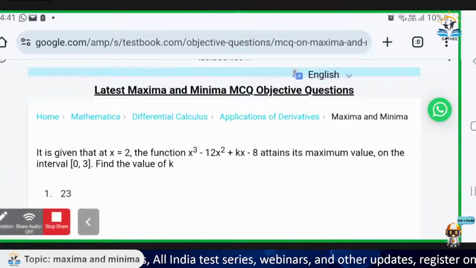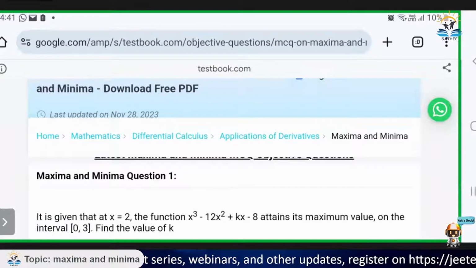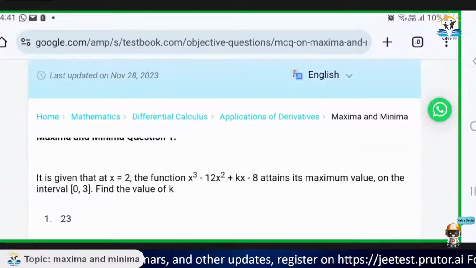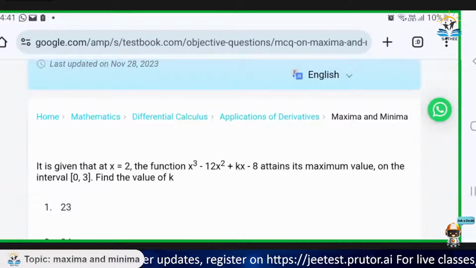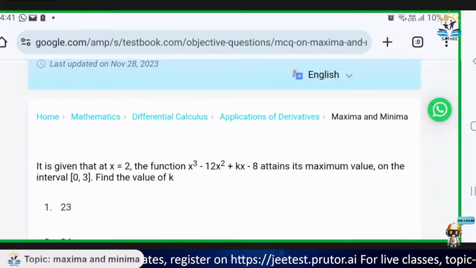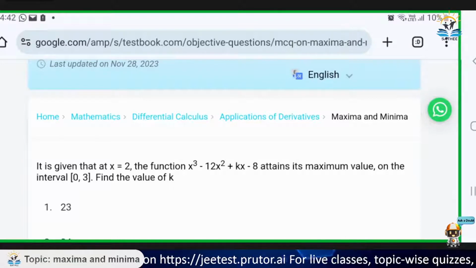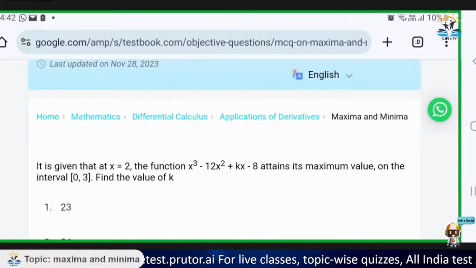Okay. Now here are some more difficult questions on absolute maxima and absolute minima. Now the question says it is given that at x is equal to 2, the function x cube minus 12x square plus kx minus 8 attains its maximum value on the interval 0 comma 3. Find the value of k.